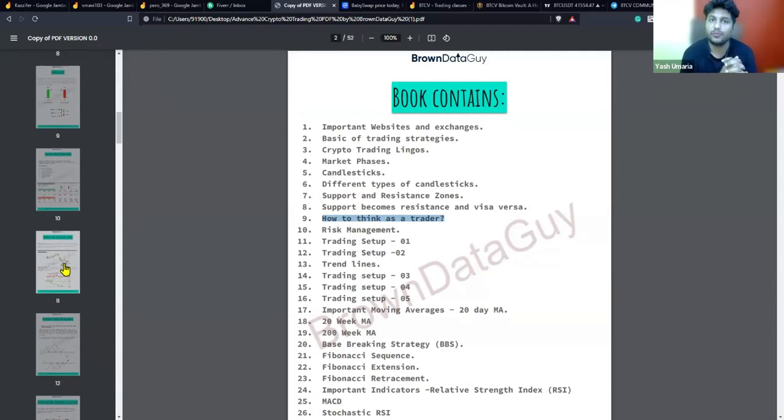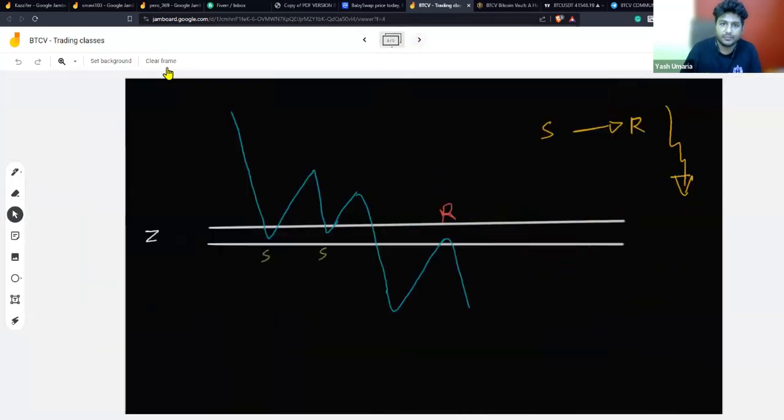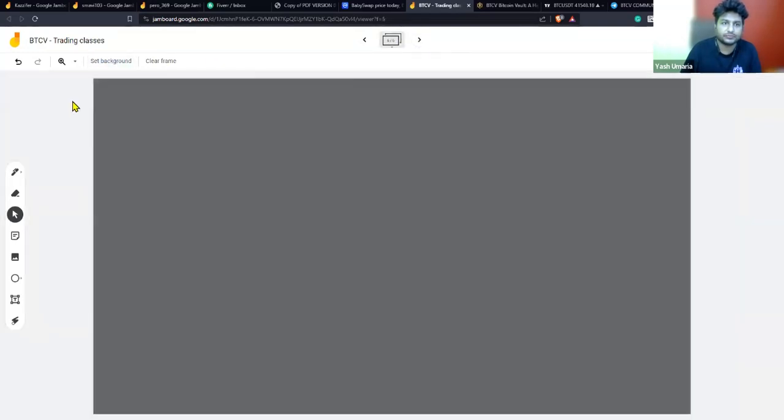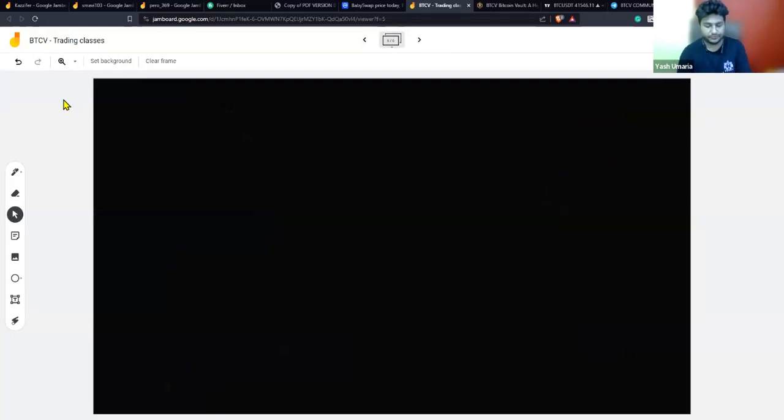We have to think in terms of probability, in terms of risk, right? If you ask someone who is in art, who creates drawings, he thinks in a very different way as compared to someone who is doing technical work, correct? Same thing with traders. As a trader, we have to think in a different way. Now, what kind of different way? First and foremost, we have to think in terms of probability.